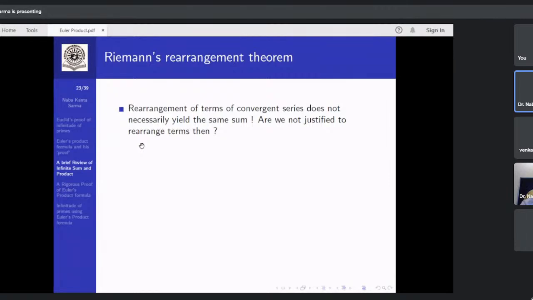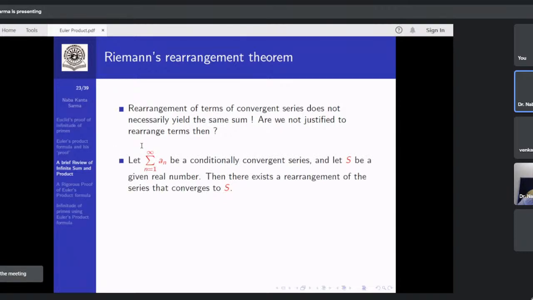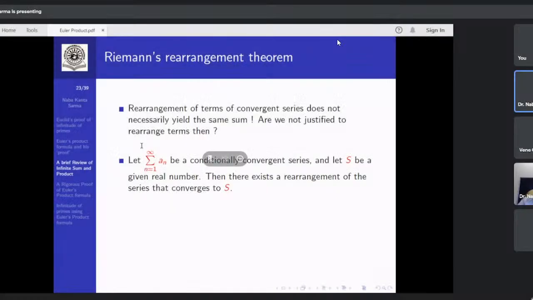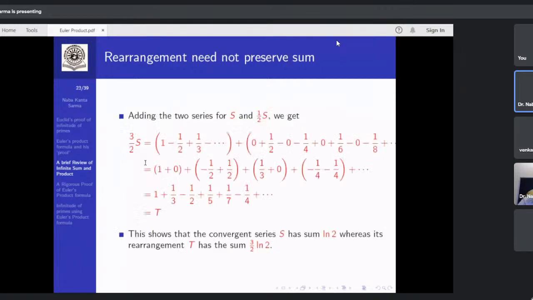Then the question arises: are we not allowed to rearrange terms? Can we not rearrange the terms in any convergent series? There is some relief, which answers this query. Suppose we have a conditionally convergent series, just like the alternating harmonic series. What are we able to do? We are able to rearrange the alternating harmonic series to get a sum 3/2 log 2. Originally it was log 2, but now we can rearrange to get 3/2 log 2.